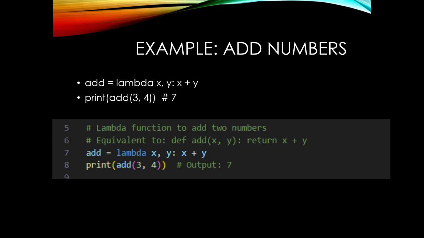So add equals lambda x comma y. Here the arguments are x and y. And what is the expression? x plus y. So now if you call the function add(3, 4) and then print it, what will be its value? 7, right? Perfect. When you need a quick throwaway function, lambda is for you.